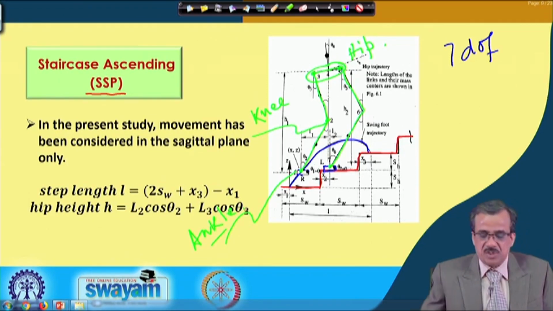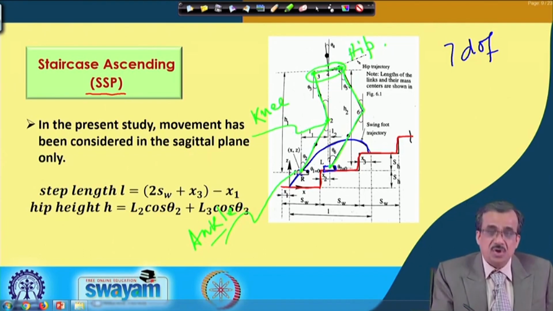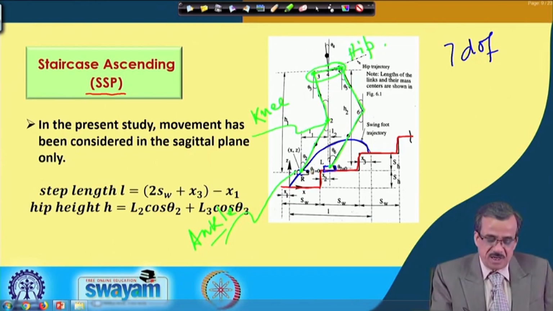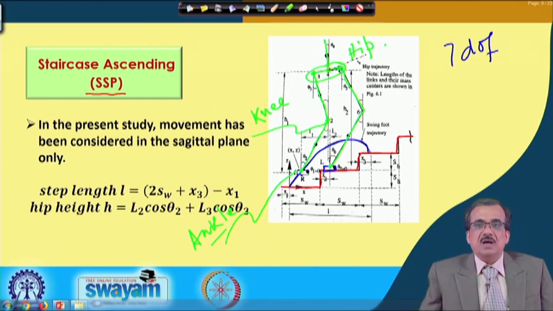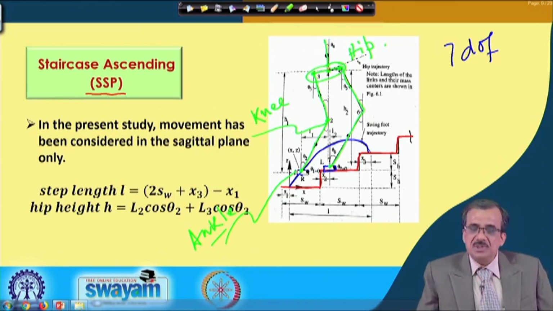So, this is the ankle joint, and each joint, for simplicity, we have considered as having only 1 degree of freedom. So, 1 plus 1 plus 1 is 3, 3 plus 3 is 6, and here we have got another degree of freedom for the trunk. This is actually the trunk, and so it is having 7 degrees of freedom, say.